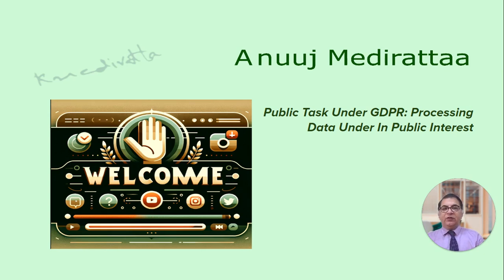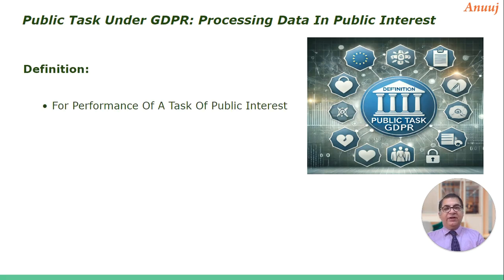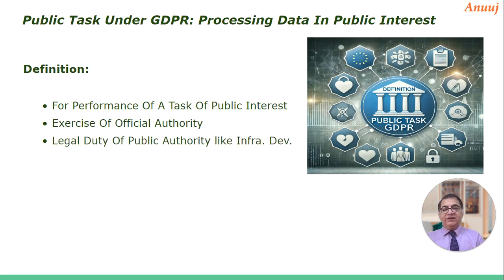And as I mentioned, we are going to talk about public task processing under GDPR today. So what are these public tasks? Any reasonable task which a public authority has to conduct for the citizens is a public task, and GDPR says that in that case you really don't need to go for a consent. You can process the personal information in public interest through the official authorities or public authorities in the country.